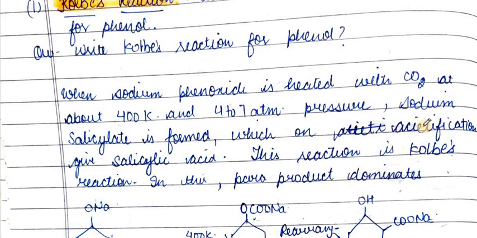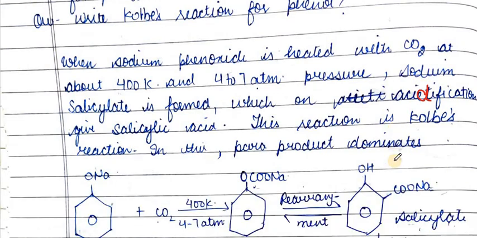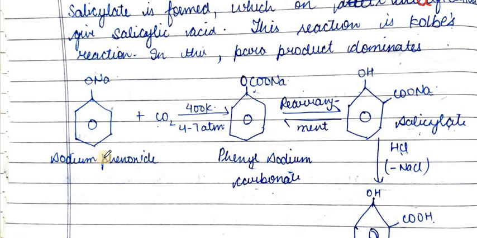Now here is acidification. So the reaction is sodium phenate. In this, hydrogen is replaced with sodium, so it is sodium phenate or sodium phenoxide, with carbon dioxide at 400 Kelvin. At this pressure, it gives phenyl sodium carbonate, CO3, so it is a carbonate. And on rearrangement, this group moves to the ortho position, that is COONa, and it is sodium salicylate.